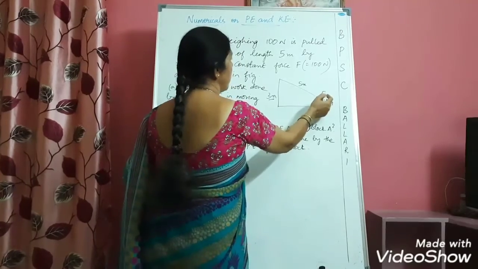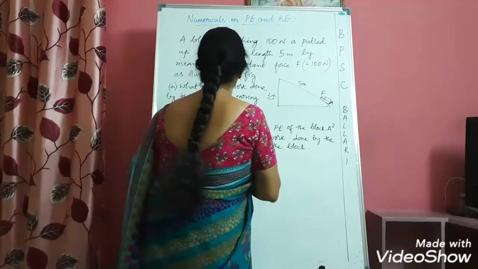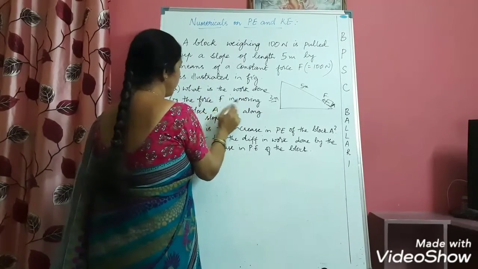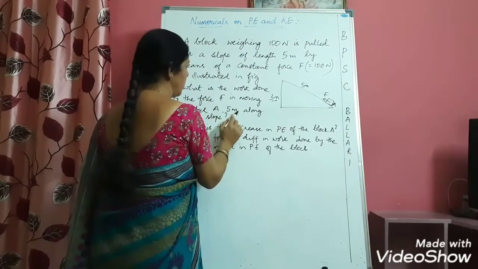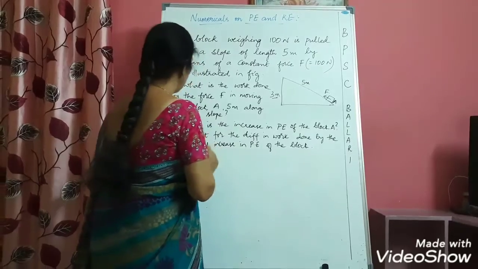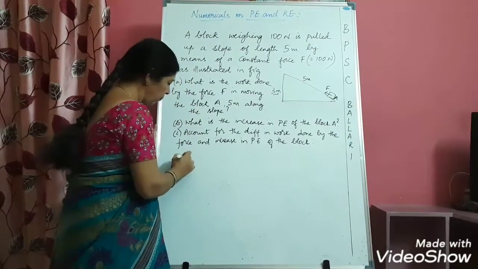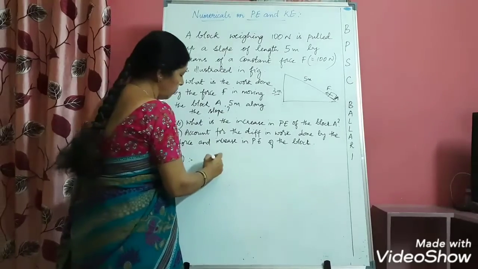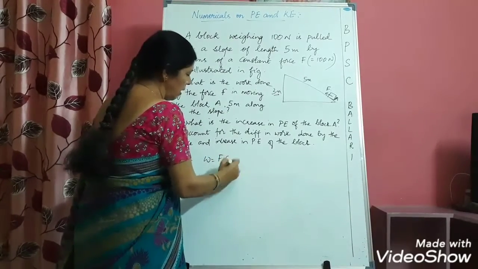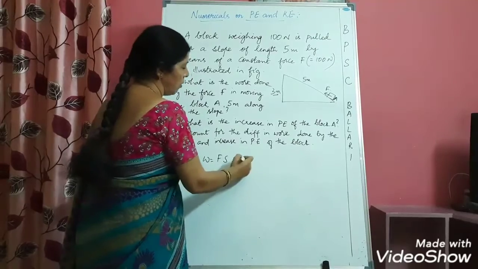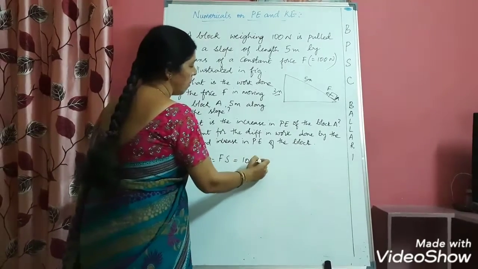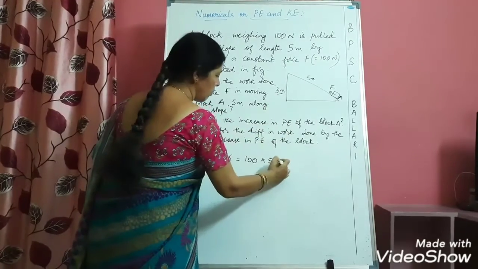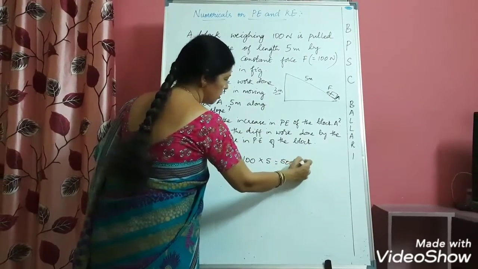Now how much force is applied? 100 newtons of force is applied. Now what you need to calculate? What is the work done by the force F in moving the block A 5 meter along the slope? Now it is very simple. Work done will be equal to force multiplied by displacement, that is equal to 100 Newton multiplied by 5 meter. This is the length of the slope, that will be equal to 500 joules.